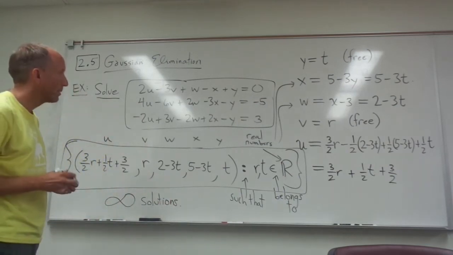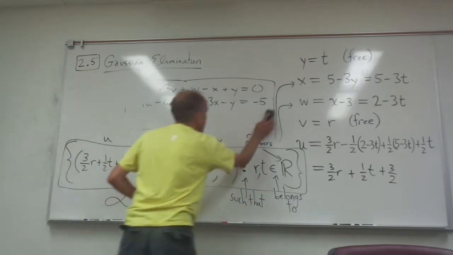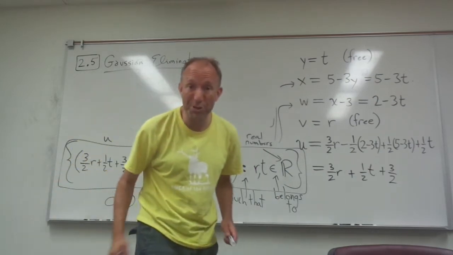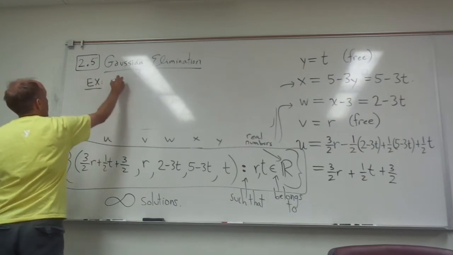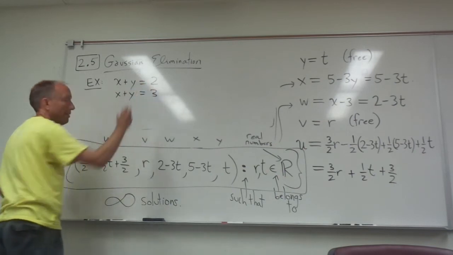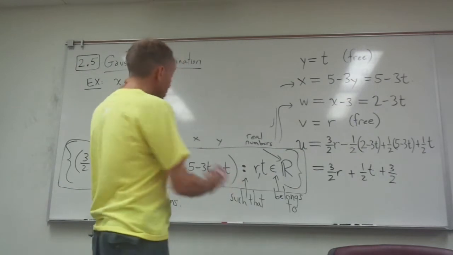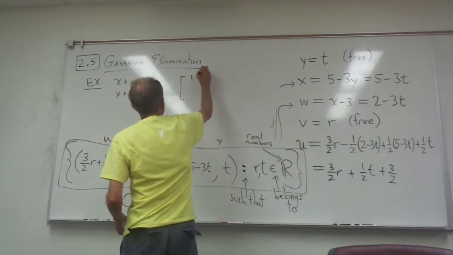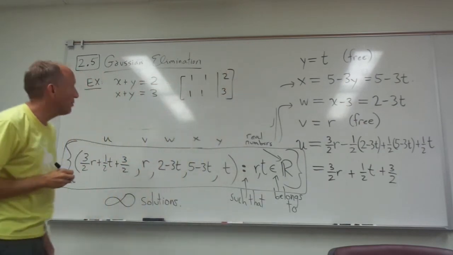Okay? Well, I hope that makes sense. I'm almost done. I just want to show you what would happen if the system didn't have any solutions, right? What if we had something like x plus y equals 2 and x plus y equals 3, right? We can look at that and we already know there's no solutions to this system, right? Well, when you go and put it into your augmented matrix, this is how it would look. It's a very easy one to do.